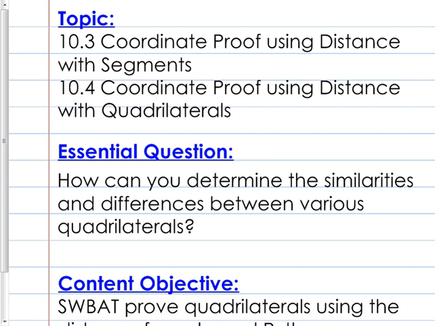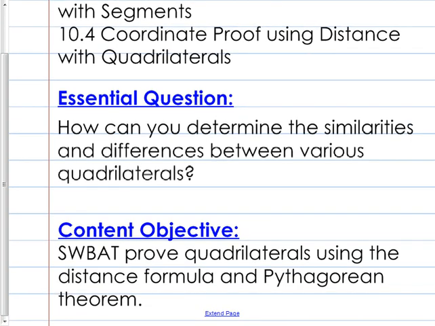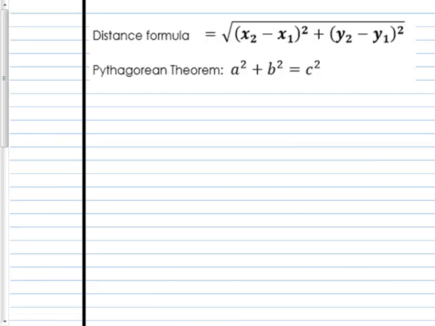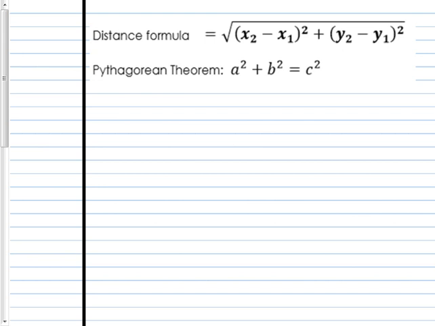Our essential question continues to be, how can you determine the similarities and differences between various quadrilaterals? And today's content objective is that you're going to be able to prove quadrilaterals using the distance formula and the Pythagorean theorem. As I mentioned earlier in class, we're not going to do a lot on this video because I want to do more of it in class, but I do want you to be familiar with some of the things that we are going to be going over, okay?